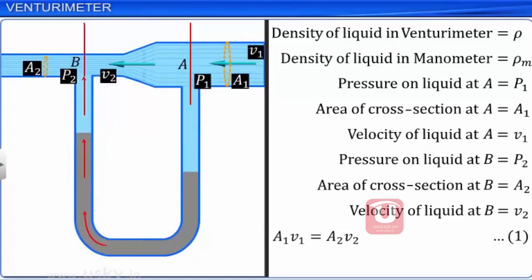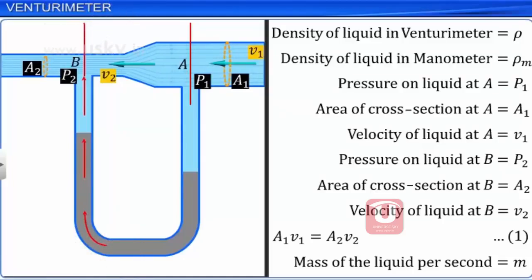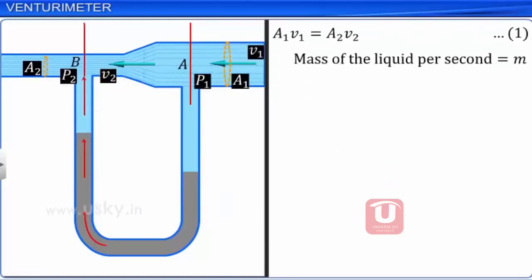Let m be the mass of the liquid element crossing per second through any section of the tube. Since the time considered is 1 second, here V1 and V2 are the length of the liquid element of mass m at positions A and B respectively. Therefore, A1V1 is equal to A2V2, which is equal to the volume of the liquid V flowing per second.